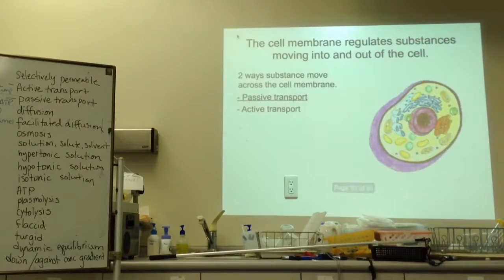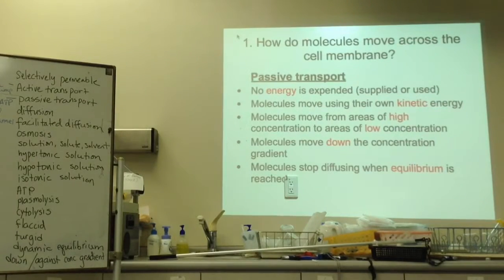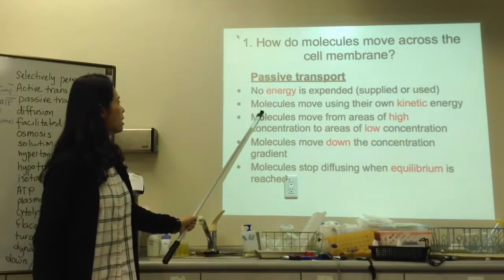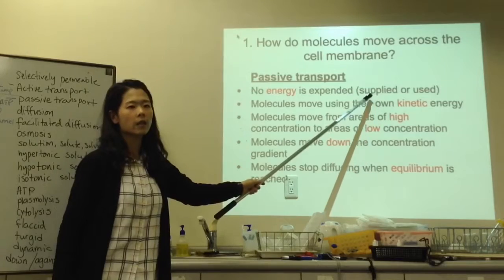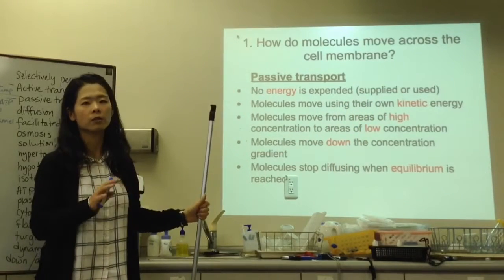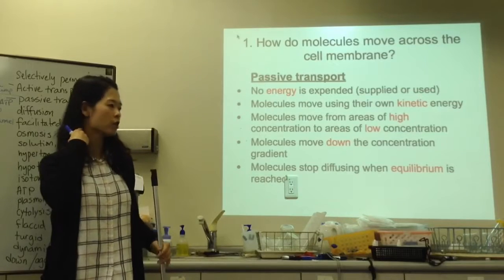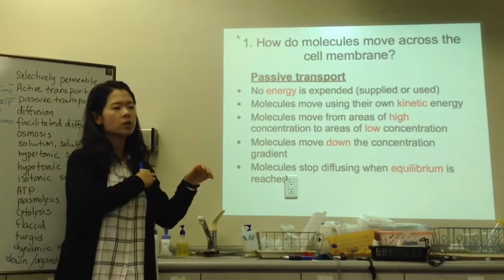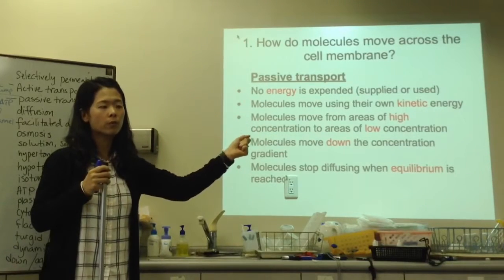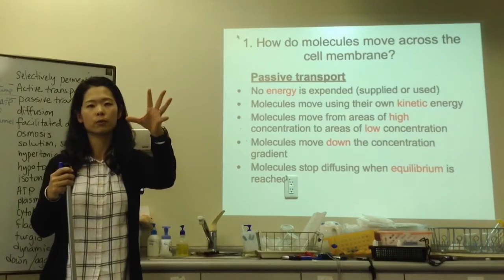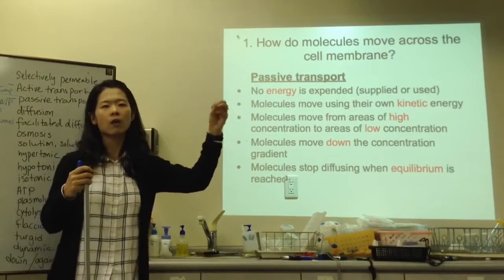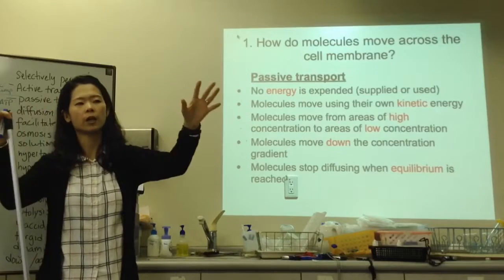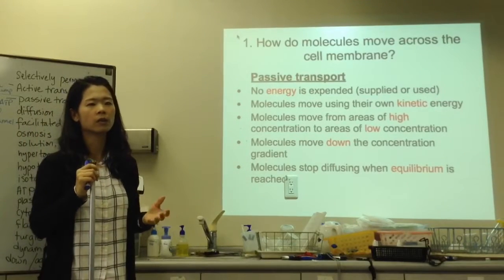So here's the summary of passive transport. No energy is supplied or used, so no energy is required. Molecules move using their own kinetic energy. The kinetic energy is the energy that molecules have. So they just use their own energy, bounce off and collide with each other, and that's how they spread. When you spray in one corner of the room, those spray particles spread throughout the room. The particles are bouncing off, colliding with one another, and eventually they keep colliding and spread through the rest of the room. It uses their own kinetic energy.